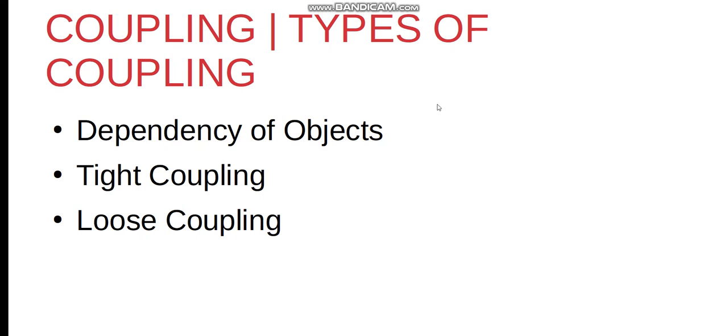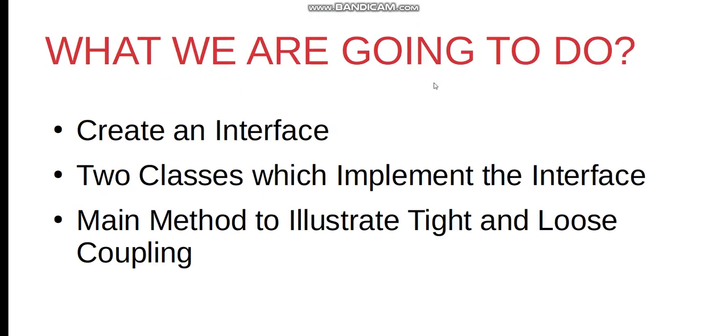So what are we going to do in this video? Today we are going to create an interface job which has a single method display. Then we are going to create two classes, scientist and doctor, which will implement this job interface and override the display method. Then we are going to have two main class files, one to illustrate the tight coupling and another one to loose coupling. Now let's see the example for the tight and loose coupling.